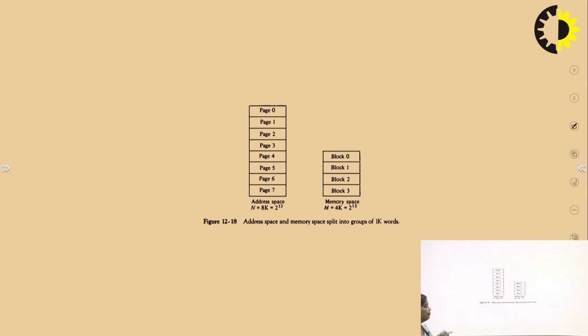Now, with the help of an example, the virtual memory has 8K pages. It means the total number of address spaces is 2 to the power 13. How can you write it? 8K means 2 to the power 3, and K is the kilobyte, that is 2 to the power 10. So you can write it as 2 to the power 13.